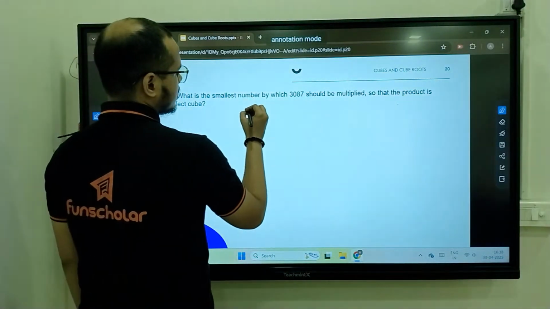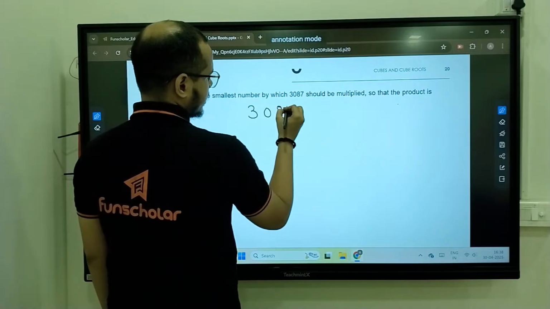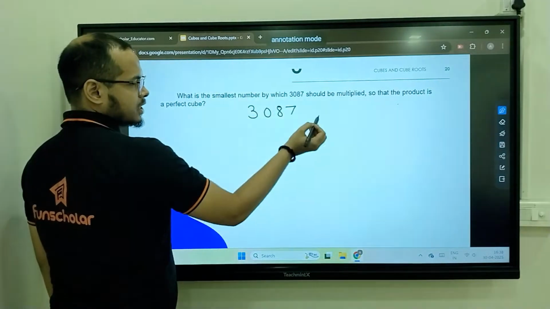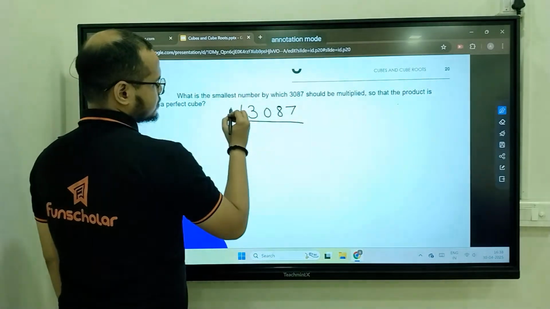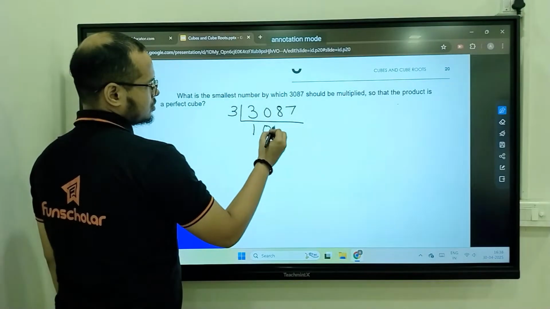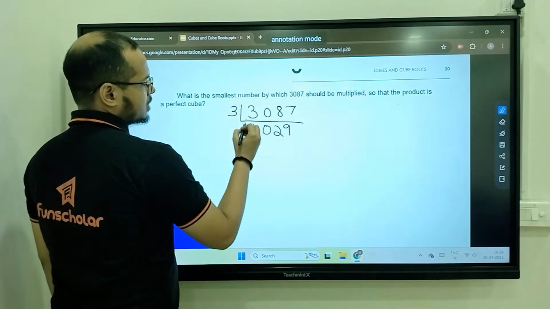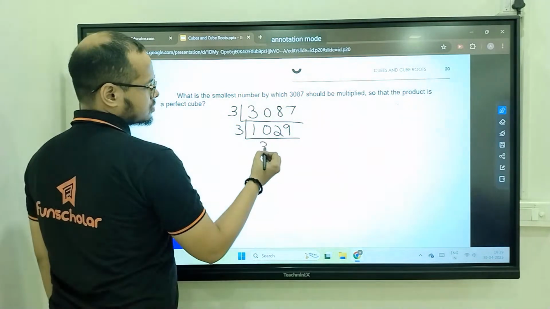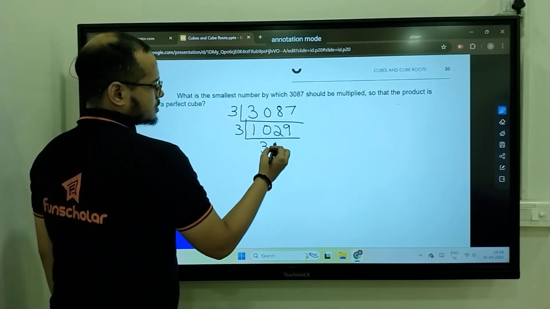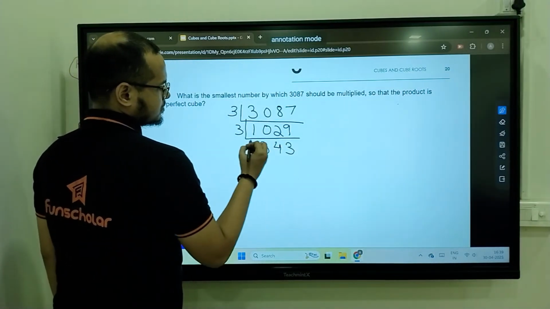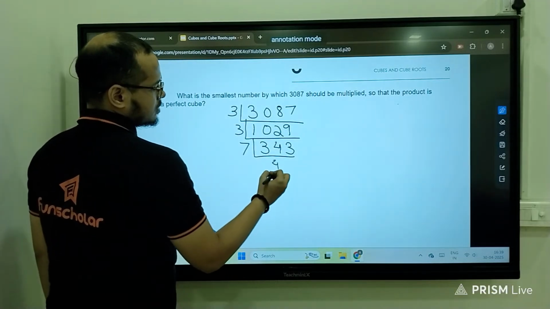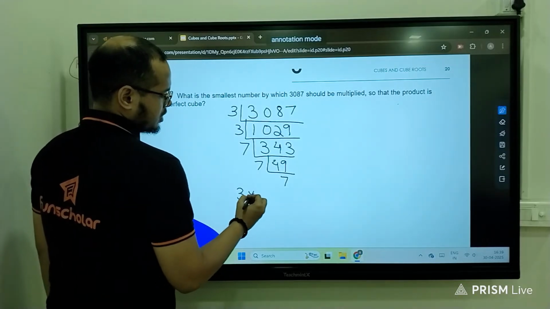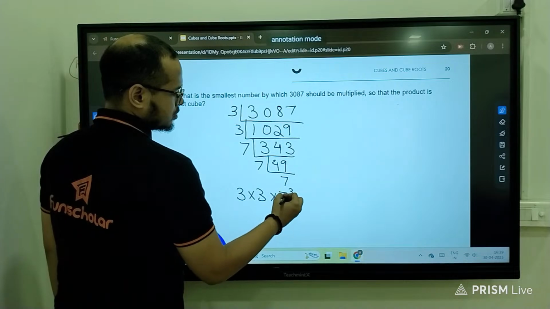Okay, again we'll take 3087. Let's divide this by 3 because if we add all the digits it's coming to be 18. So divided by 3, we get 1029. Again divisible by 3, which gives 343. So again 7, 49, 7, 7. Okay, so 3 into 3 into 7 cube.